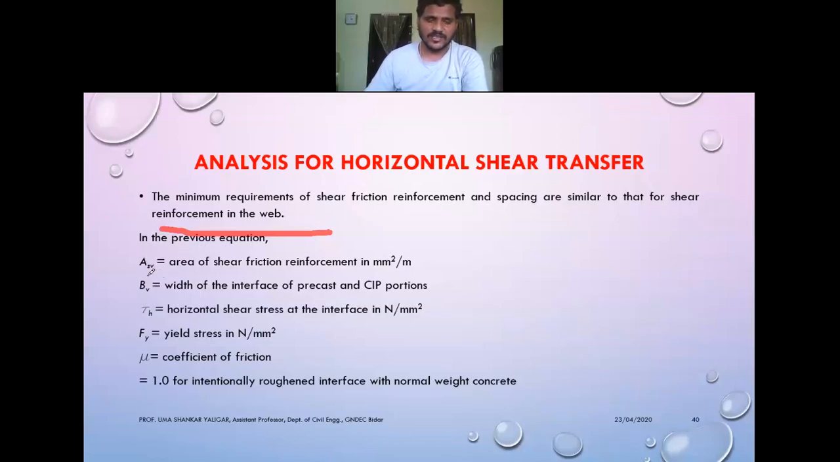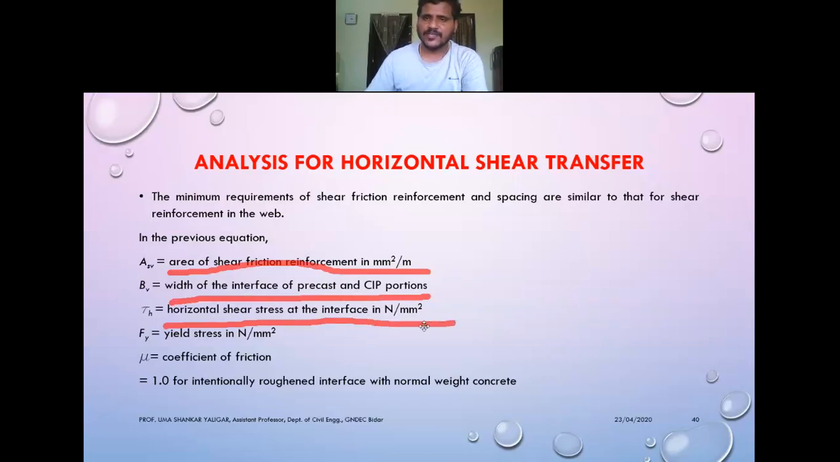In the previous equation, Asv is equal to the area of the shear friction reinforcement in mm square per meter. bv is the width of the interface of the precast and CIP portion, the horizontal shear stress at the interface, and fy is the yield stress in Newton per mm square. Mu is the coefficient of friction. It is 1 for an intentionally rough interface with normal weight concrete.